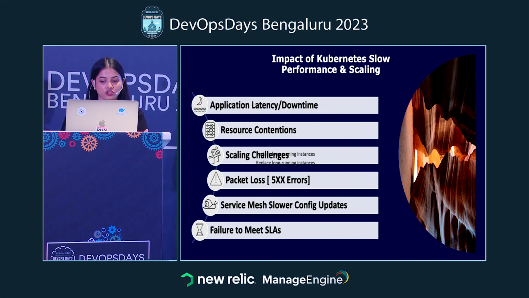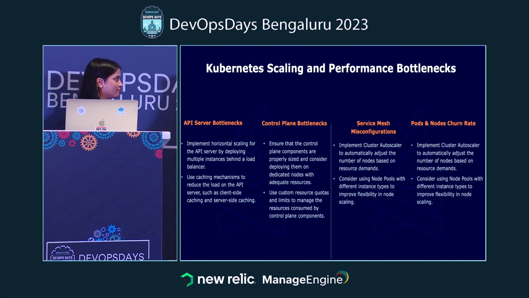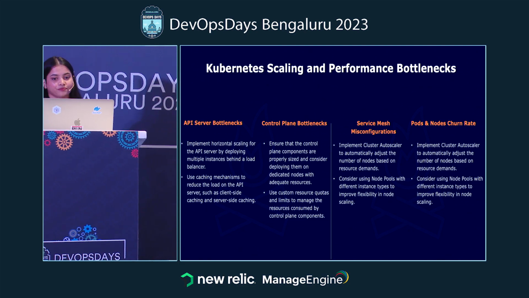During one of our major incidents, the service mesh was routing traffic to a shutdown application for 12 minutes. So you can imagine what kind of revenue loss that can cause. So we'll talk about Kubernetes scaling and some performance bottlenecks.